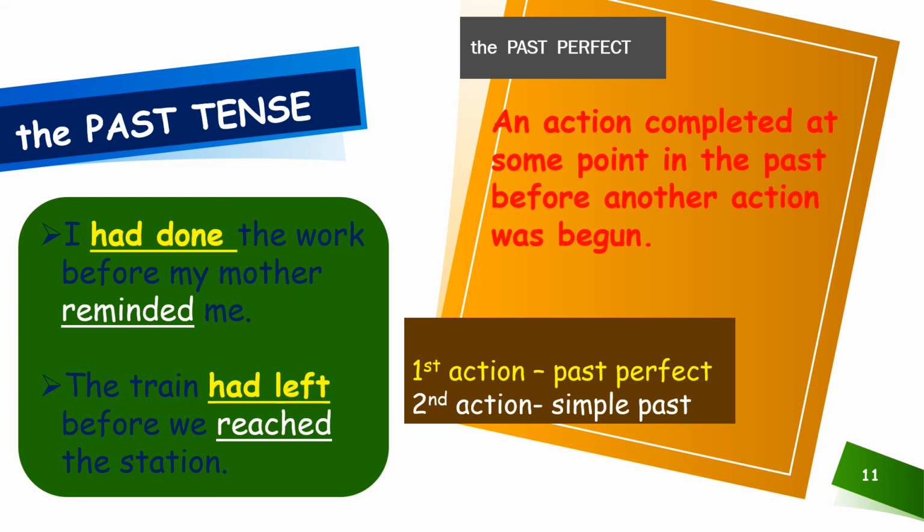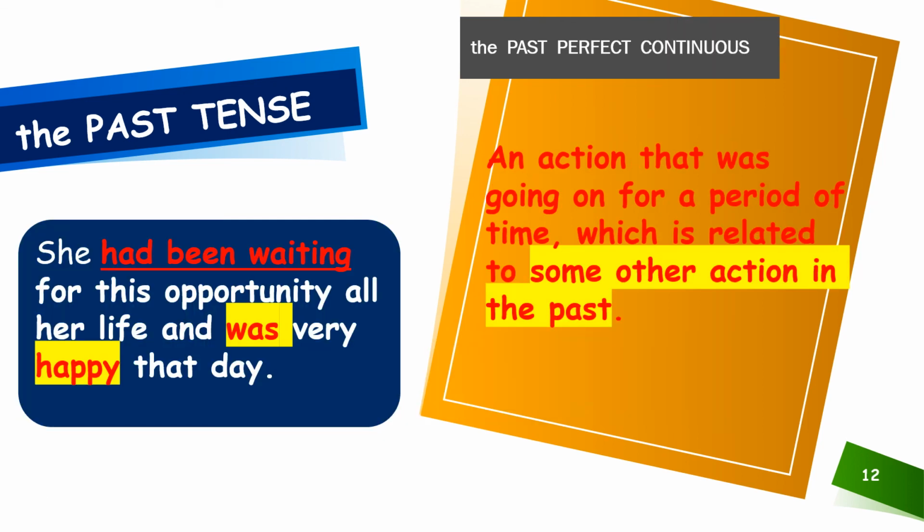Okay? We've come to the last one, students, the past perfect continuous tense. Now, this is an action that was going on for a period of time, which is related to some other action in the past. For example, let me clear it to you. She had been waiting for this opportunity all her life and was very happy that day. So, was very happy, was happy is the action which is there in the past. But the action which was going on for a long period of time, that is had been waiting. So look at that again.